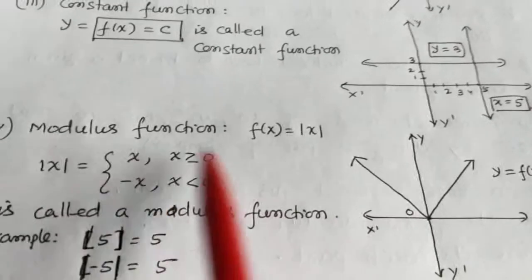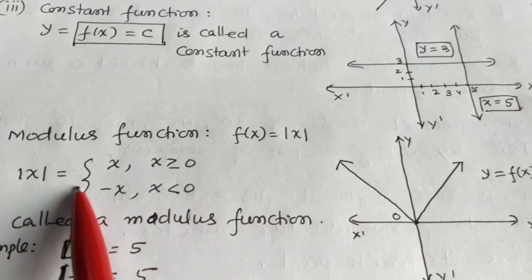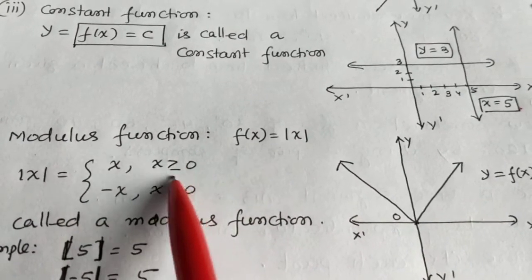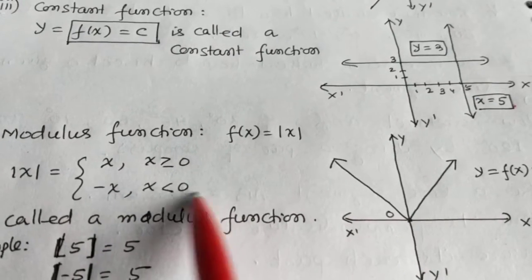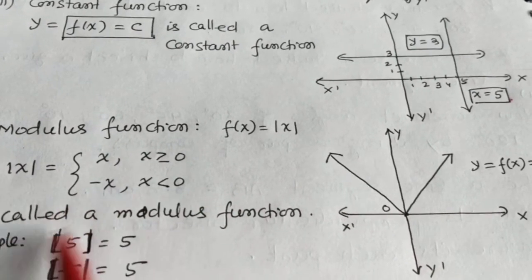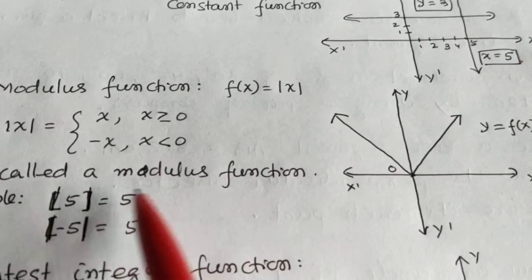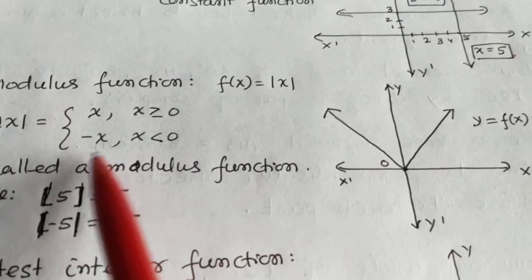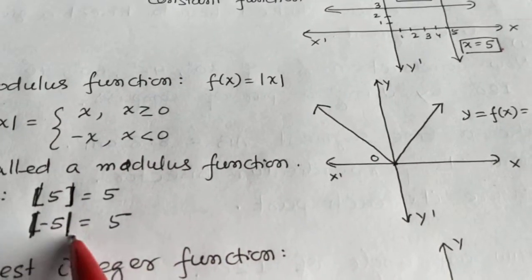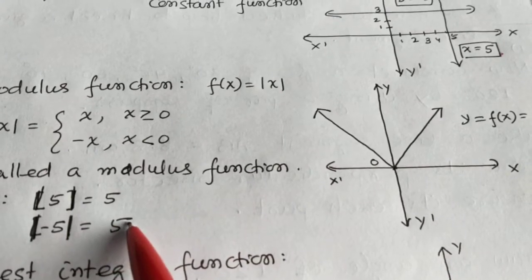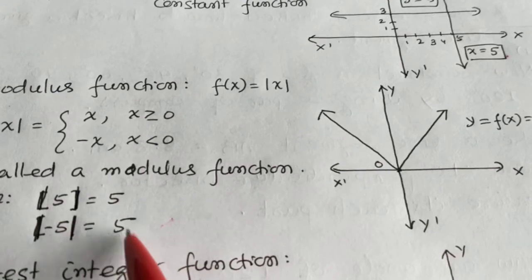Now coming to modulus function. f of x is mod x. Okay, modulus function. Mod x is x for every x greater than or equal to 0. Mod x is minus x for x being less than 0. This is called a modulus function. For example, 5 का modulus 5 है, minus 5 का modulus क्या होगा? Minus 5 का, x is less than 0, it is coming minus x. So minus 5 will come minus of minus 5. So eventually it will be 5. Minus of minus 5 will be 5.